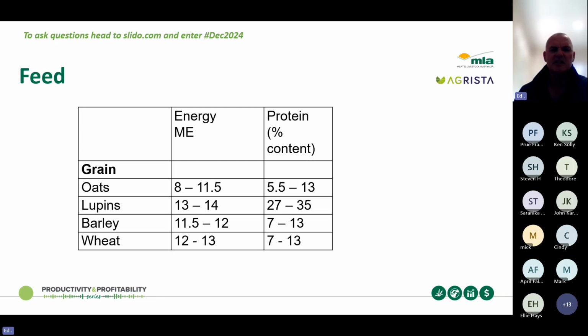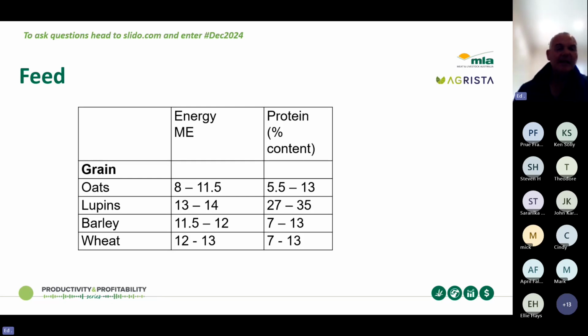Lupin's pretty consistent at 13 to 14 megajoules and 27 to 35% protein. That high protein level, really, that's what I love about them. The sheep love them, and just that ability to feed a really low ration of them to give that protein content. I mean, you could almost look at them as a supplement beyond energy as well, and then they're higher in energy as well.